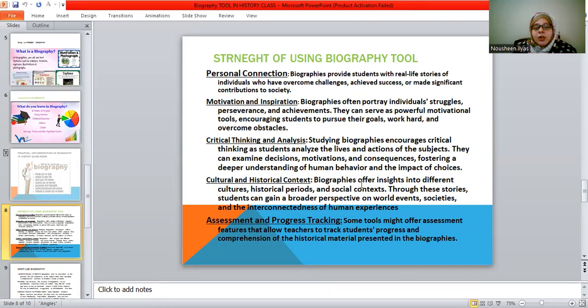Cultural and historical context. Biographies offer insight into different cultures, historical periods, and social contexts. Through these stories, a student can gain a broader perspective on world events, societies, and the interconnectedness of human experience. Obviously, it's not confined to our culture. We go to the culture of Egypt, we get a deeper understanding of Egyptian culture, Chinese culture. So obviously, they gain a broader knowledge, for example, like China.